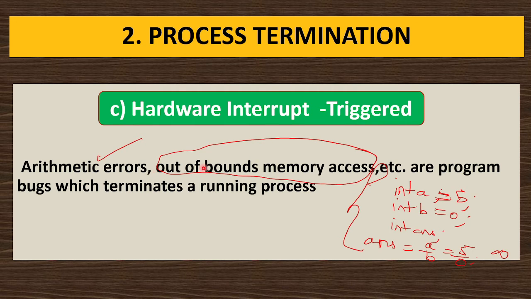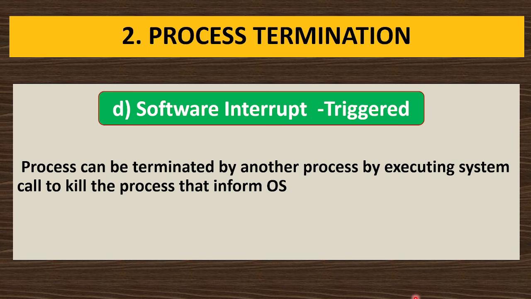So in case of arithmetic error and out of bound memory access, program bugs will terminate a running process. This program will be terminated because it is considered a hardware interrupt triggered, and the process will be terminated. Then another case of process termination is software interrupt.